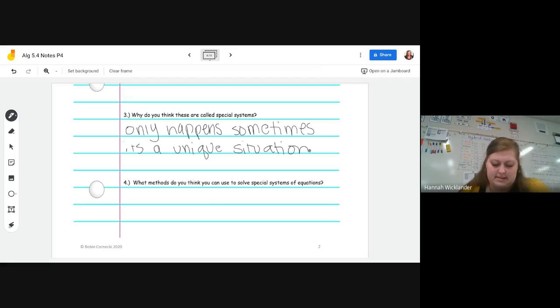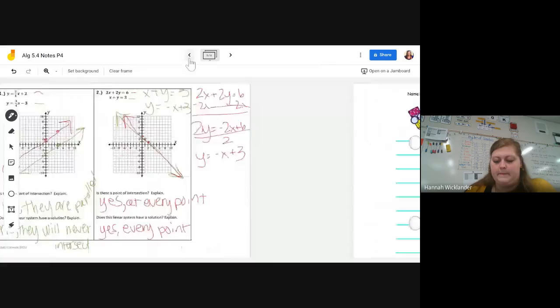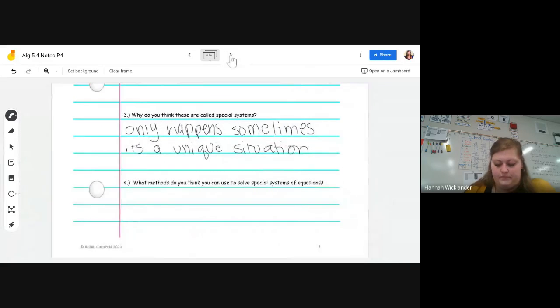Okay, and then the last question says, what methods do you think you can use to solve special systems of equations? So if we go back, we used graphing. Do you think we can use substitution and elimination, or will they not work? Hint, they will work. So we can use all three methods.